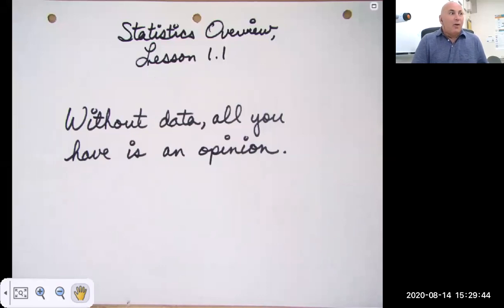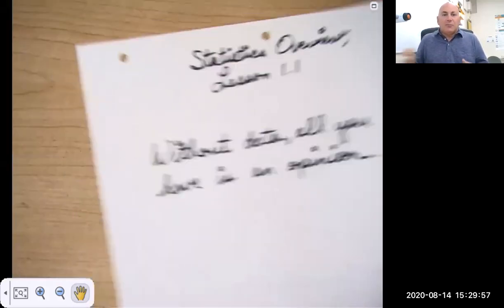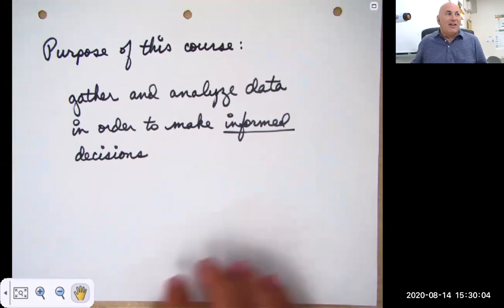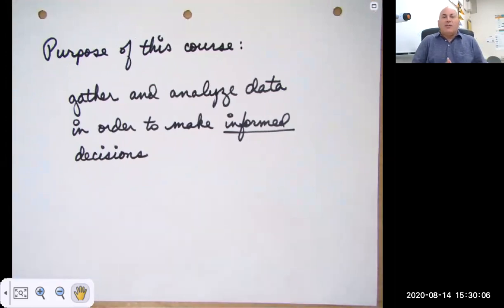So, the main thing about statistics is without data, all you have is an opinion. You can believe something very strongly, but I'm going to want you to back it up with data. So the purpose of this course is to learn how to analyze and gather data so that you can make informed decisions.